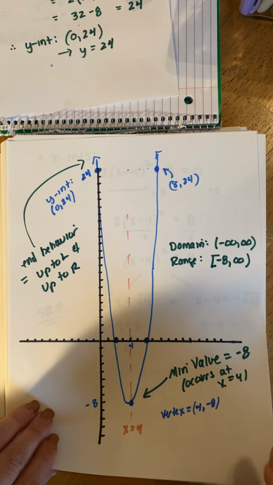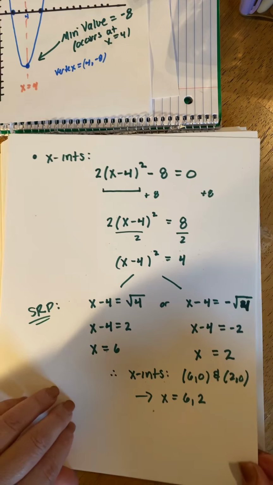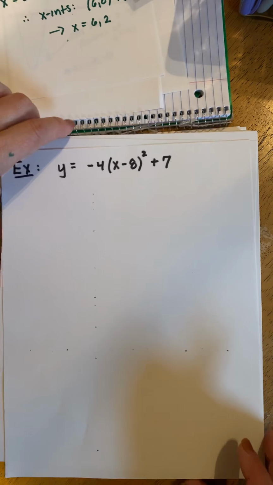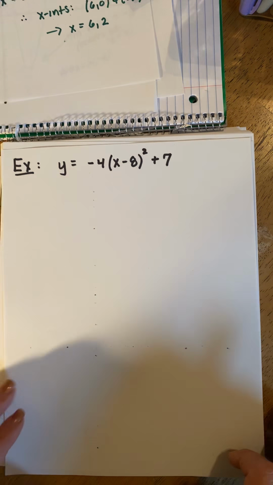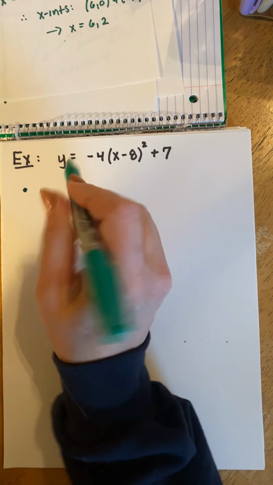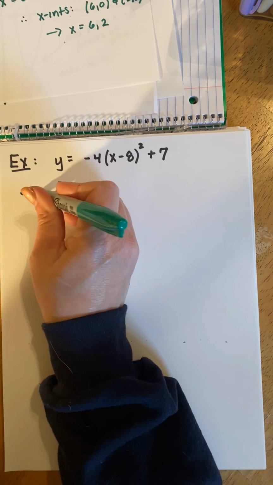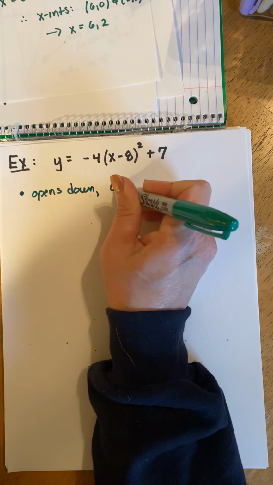All right, let's try another one. Y equals -4 (x minus 8)² plus 7. So opens up or down. Leading coefficient is negative. So opens down.